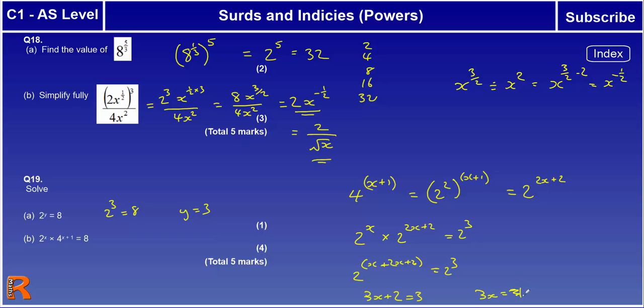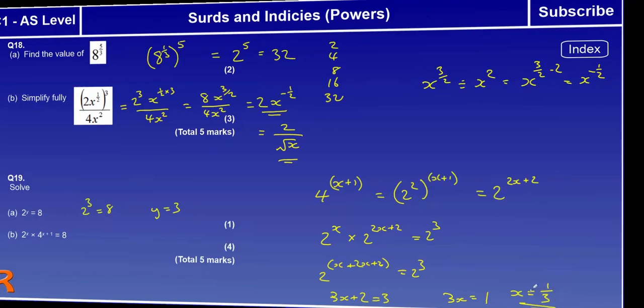No, it doesn't. 3x is not minus 1, 3x is just going to be 1. So 3x equals 1 because 3 take away 2 is 1. So x equals 1/3. That solves the question.